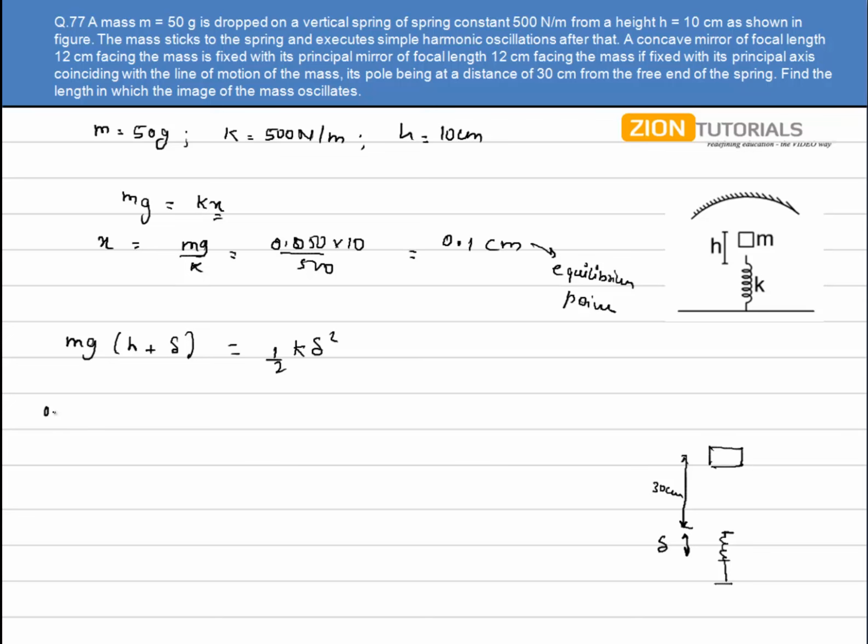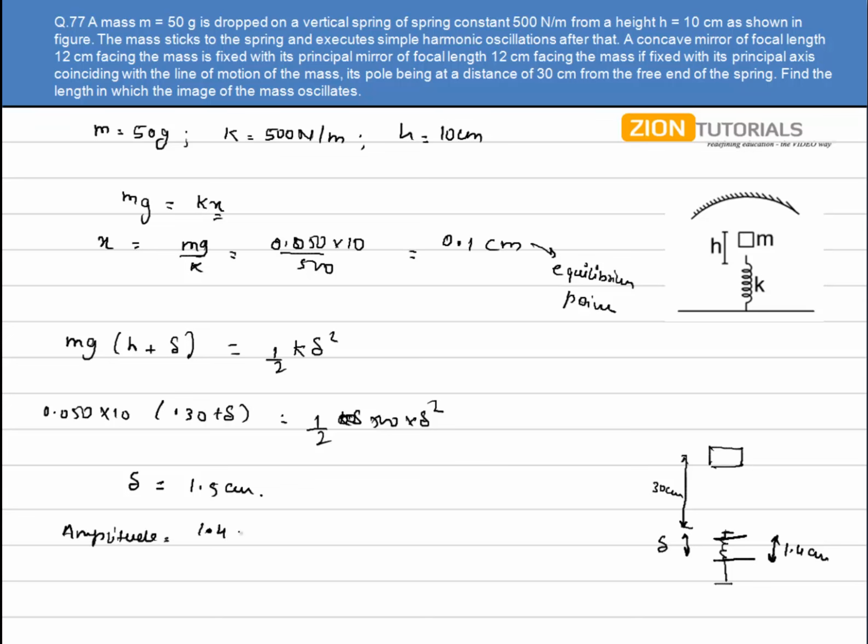So just substitute the values. I have height as 30 cm, that is 0.30, plus delta is equals to half of k that is 500 into delta square. So the value of delta from solving this equation comes out to be 1.5 centimeter. Alright, now let's say that this is my point, equilibrium point, and this is my extreme point. So clearly this distance is 1.4 centimeter, that is the distance between the mean point and the extreme point. So the initial amplitude of the object comes out to be 1.4 centimeter.